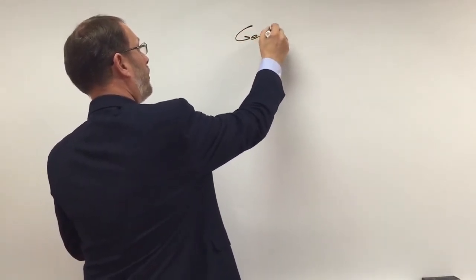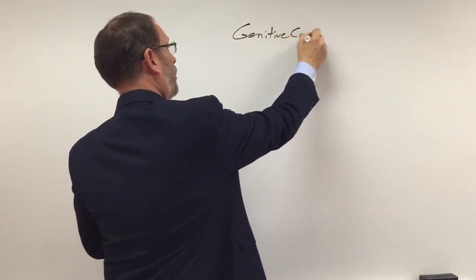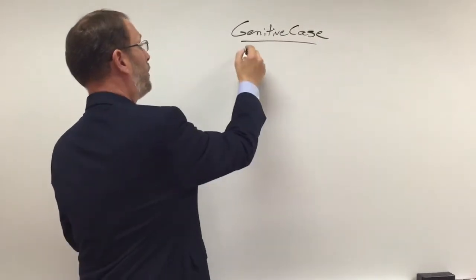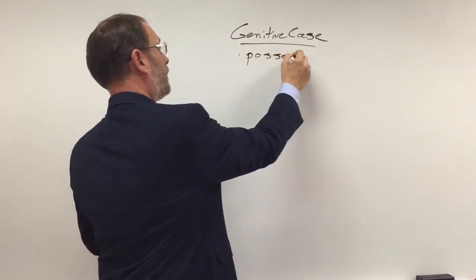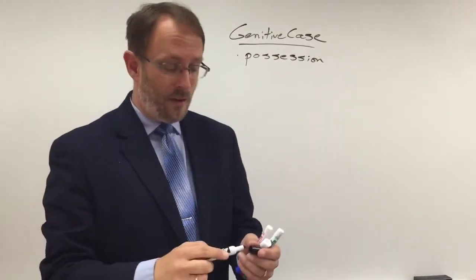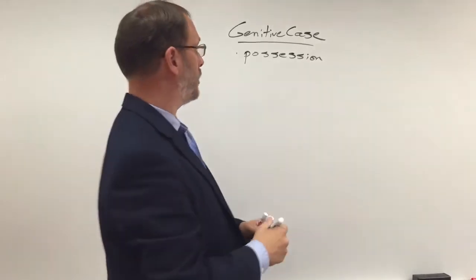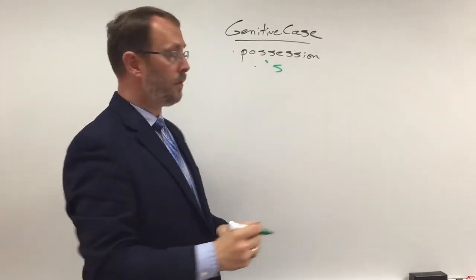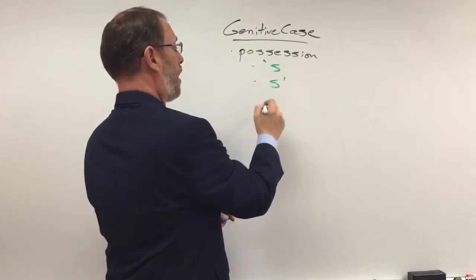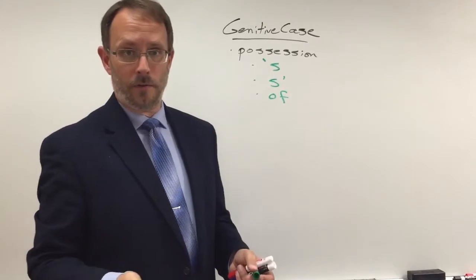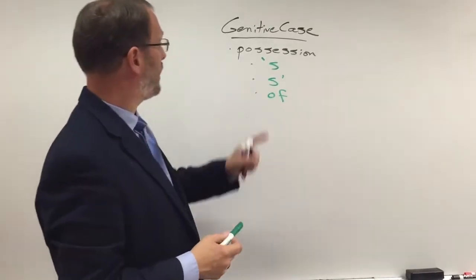You may recall that when we first started off all this business, we said the genitive case was used to show possession or ownership. And there are three basic ways to show possession in English. We can do that with apostrophe S, we can do it with S apostrophe, or we can use the helping word of. Okay? Remember the difference.